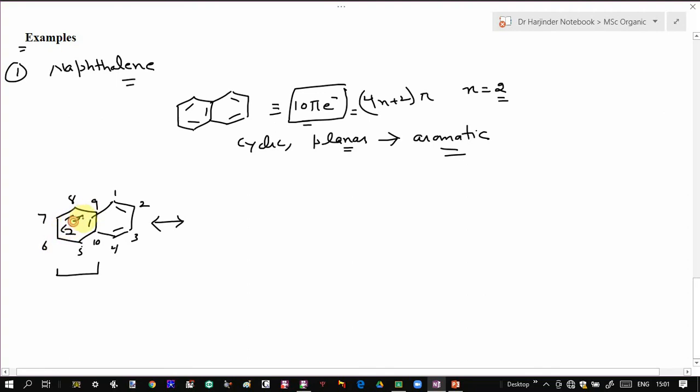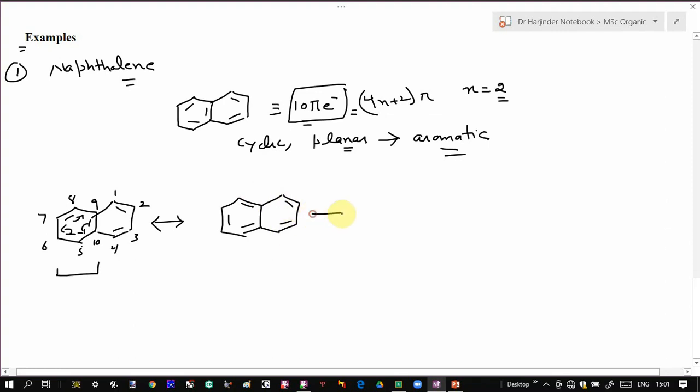So we can rotate it like this. You have to rotate it only one way. Okay. So you will get this structure. So this double bond will shift over here. This double bond shifted over here. This shifted over here, this shifted over here, this shifted over here. Now you can see in this resonance structure, all double bonds are present at the outer portion of the ring.